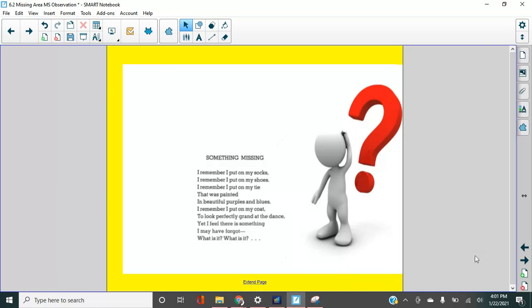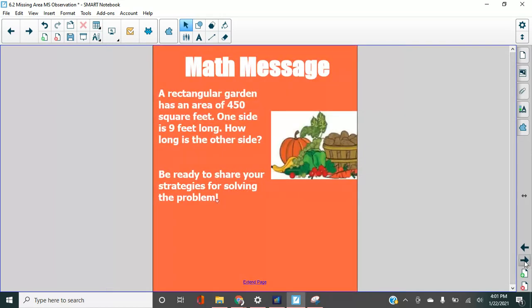We're going to know the whole here, but there's going to be something missing. Okay, so here's our first math message problem, and I want you to think about how you could solve this, right? How you solve it is just as important as the answer.